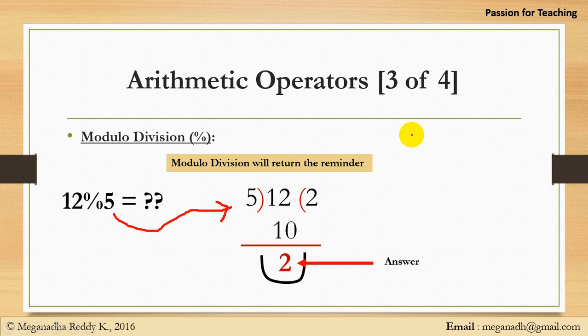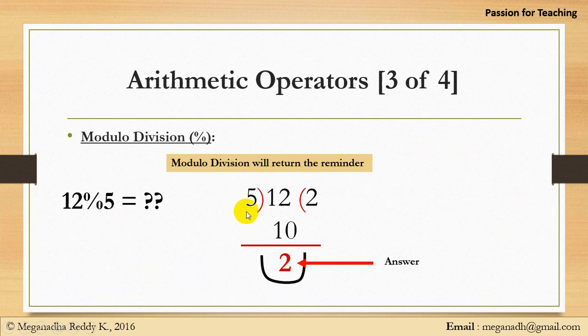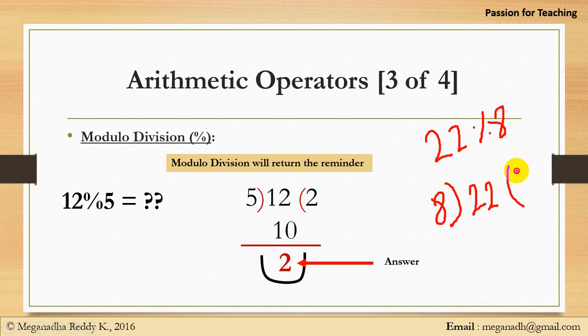Let's take for example 16 modulo 5. I write 5 here and divide 16 by 5. 5 threes are 15, and the remainder is 1. So this is the value of 16 modulo 5. Now let's see one more. What is the answer for 22 modulo 8? First you divide 22 by 8. 8 twos are 16, and the remainder is 6. So this is the answer for 22 modulo 8. Keep in mind, modulo division will return the remainder.